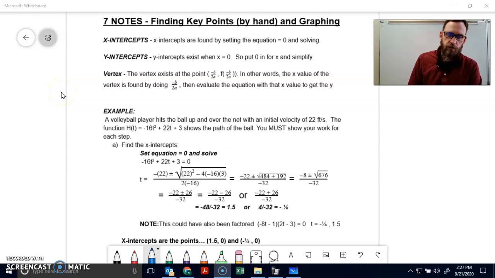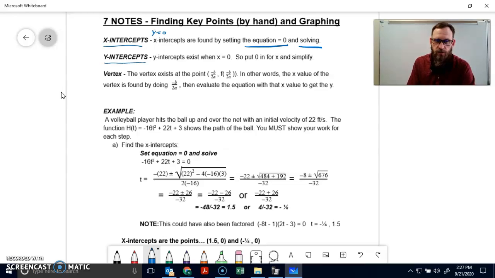So our notes, x-intercepts. An x-intercept always exists when y is equal to 0. So if you take the equation and set it equal to 0, the way that we have been doing the last several lessons, and solve, those are your x-intercepts. Y-intercepts exist when x equals 0. So we're actually going to put 0 in for x and then simplify.